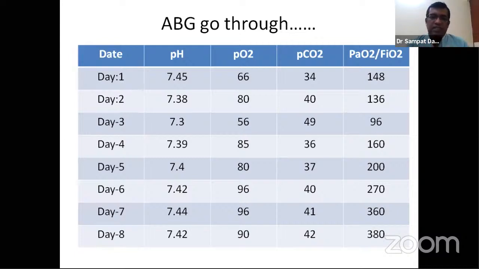Now if someone gives me the ABG of the last 4 days, for example 80, 96, 96 and 90, it doesn't make any sense if I don't have the parameters to define this ratio. So remember, whenever you are deciding something about a ventilator, this ratio is more important than the number of PO2. This is the reason for which I have shown you this slide. Please look into the ratio.